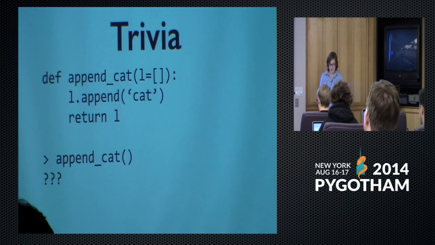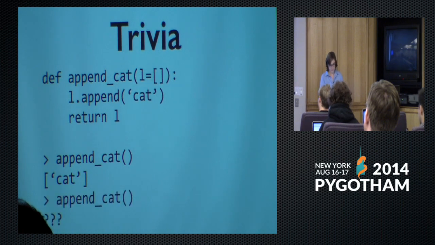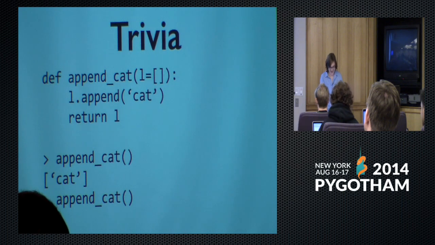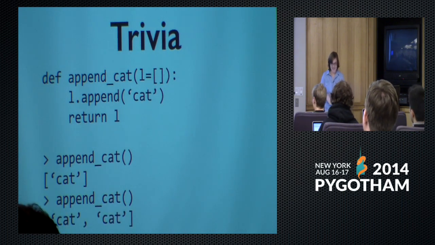So when we call this once, we get some pretty expected behavior: cat, right? A list with one thing in it, cat. What happens when we call it twice? Yeah, more cats! So why does this happen?